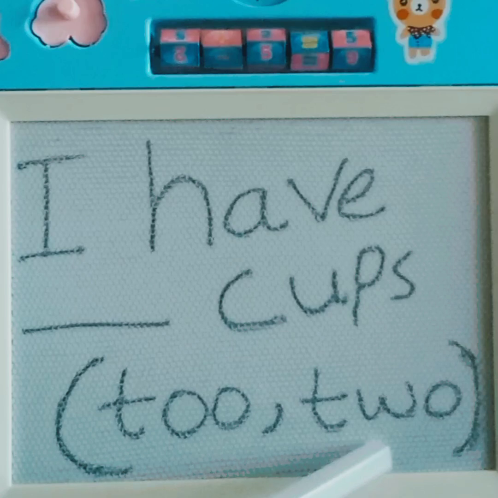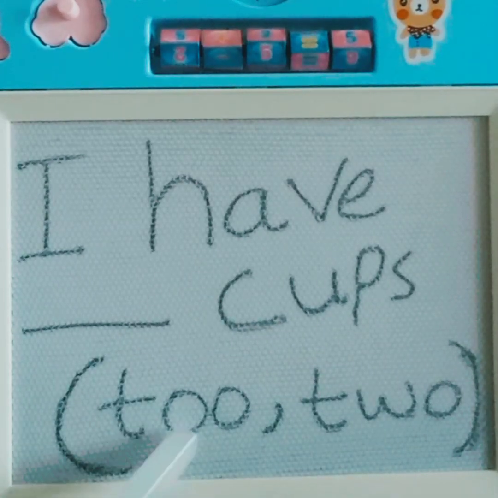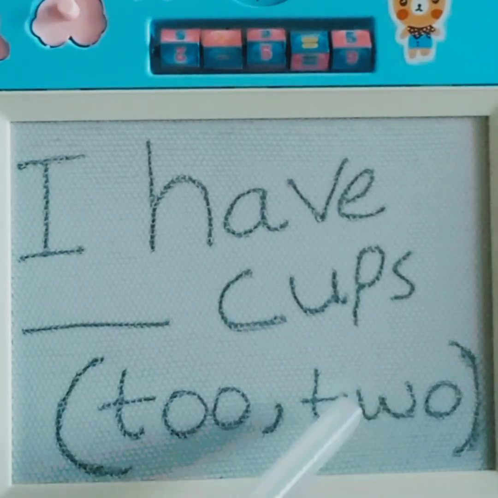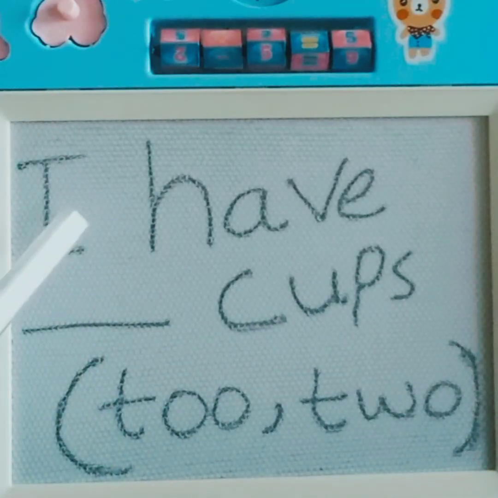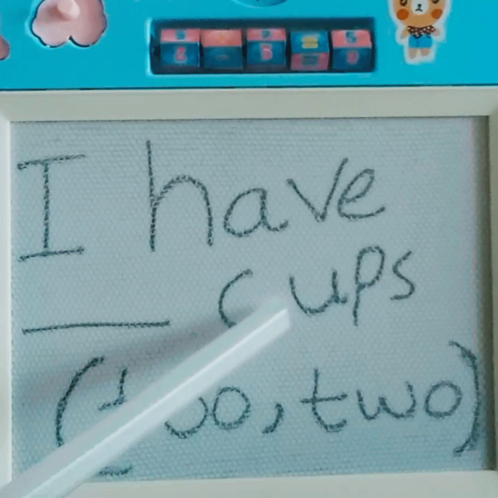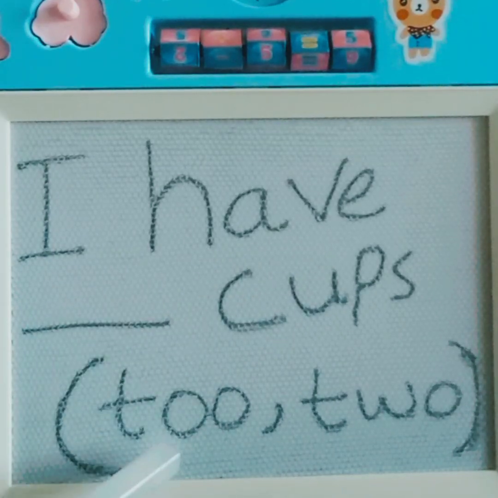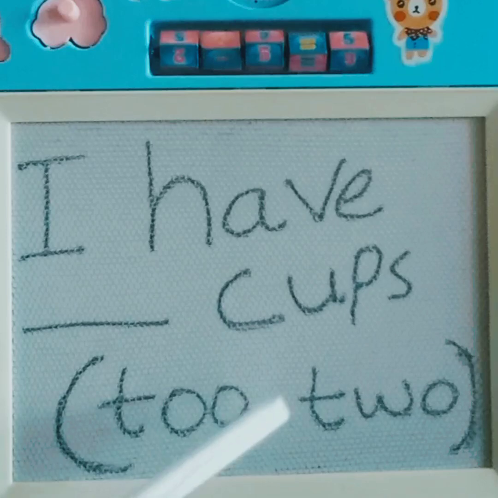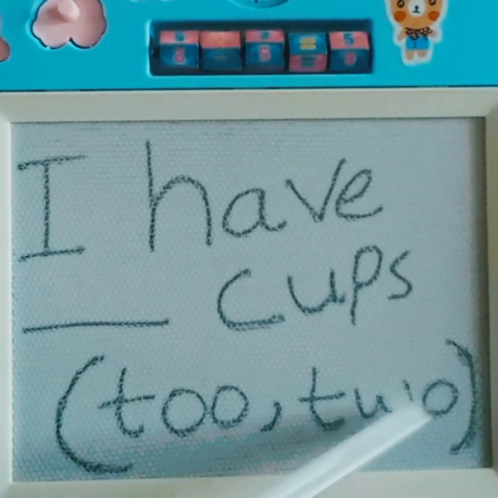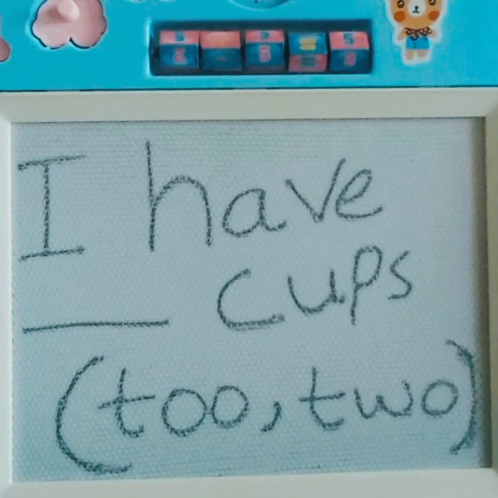This is another homophone. T-O-O, T-W-O. Now let's read the sentence. I have two cups. Which of these should be here? Is it T-O-O or T-W-O? What's your answer?